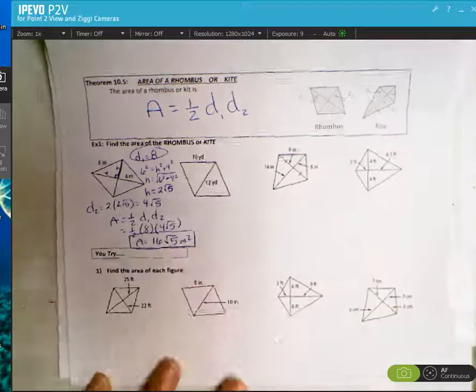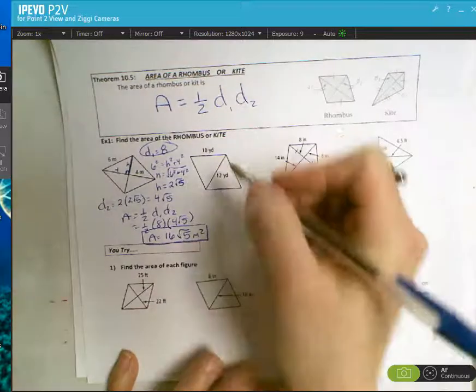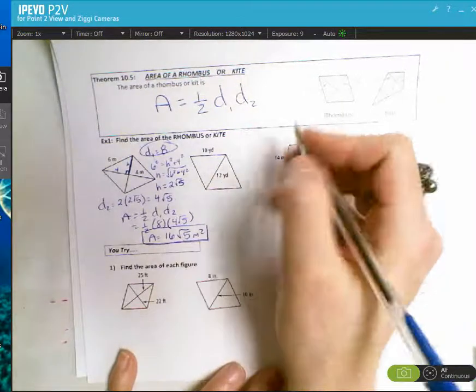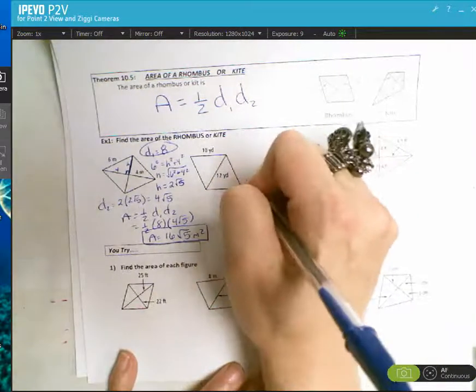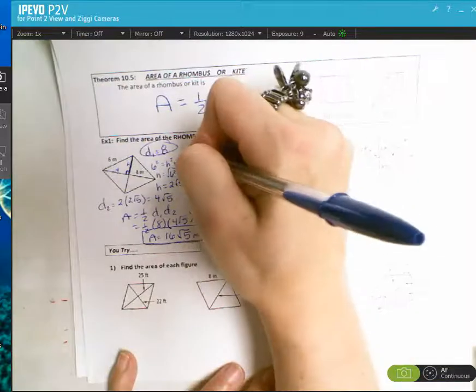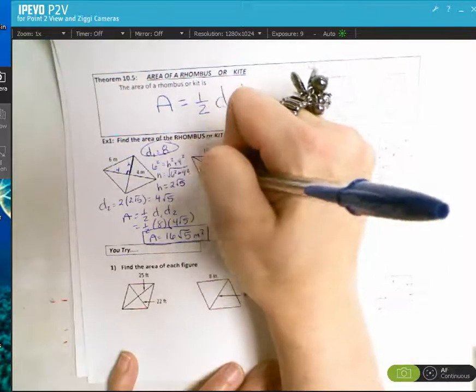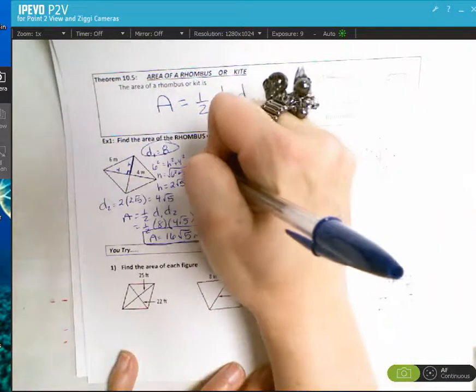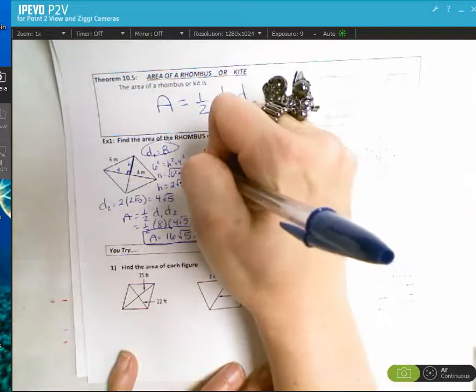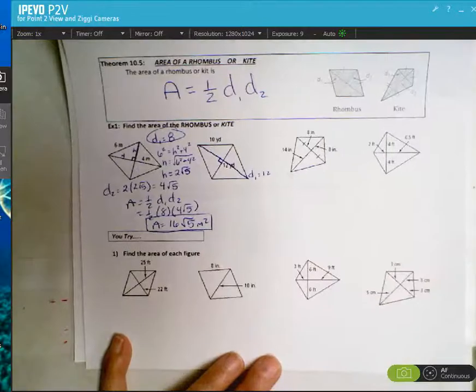Okay, so the process is exactly the same. You just got to go find your pieces. I've got one diagonal. That's good. So I know that diagonal 1 is equal to 12. And I need to go find this other diagonal. So I'm going to drop in my diagonal. We know the diagonals of a rhombus create a right angle.